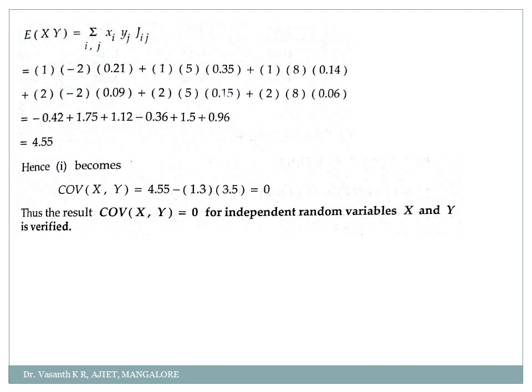So not at all difficult. Just they had given me the distribution tables of x and y separately. We have to find the joint probability distribution table. That's it. Hope you are clear with this one. So if you have any doubts or any confusions, please contact me, my dear students.